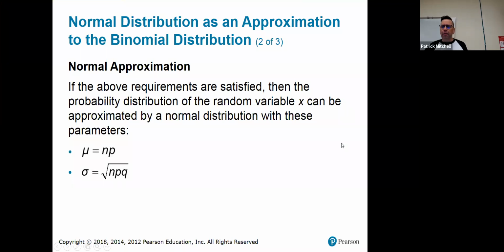So if those requirements are satisfied, then the probability distribution of the random variable x, which is a binomial random variable, can be approximated by a normal distribution with these parameters. Remember, for a normal distribution, you need to know what the mean and the standard deviation are. So the mean would be n times p, which, by the way, in section 5.2 we talked about is the expected value of the binomial random variable. It's n times p. And the standard deviation is the square root of n times p times q.